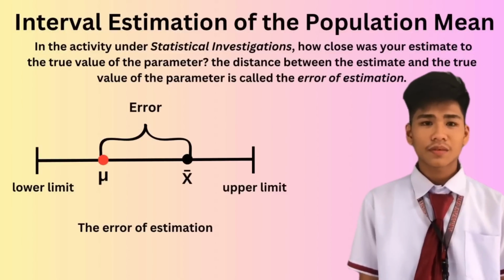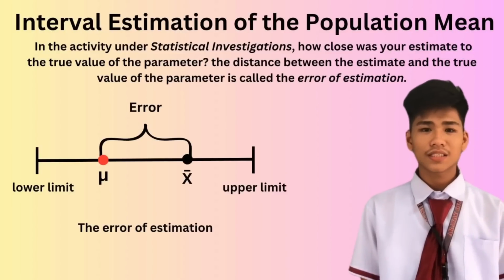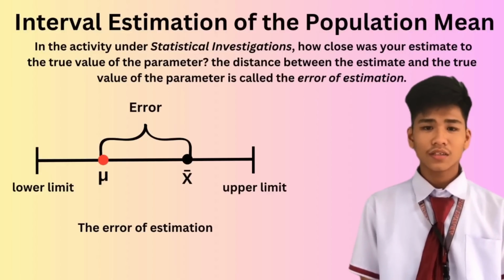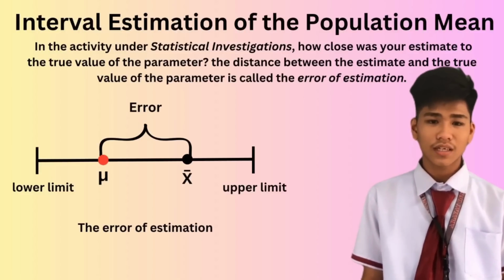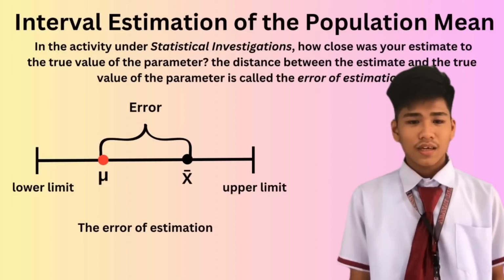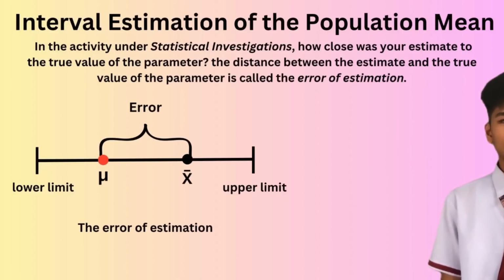Interval estimation of the population mean. In the activity under statistical investigation, how close was your estimate to the true value of the parameter? The distance between the estimate and the true value of the parameter is called the error of estimation. As you can see, mean and sample mean is an error.